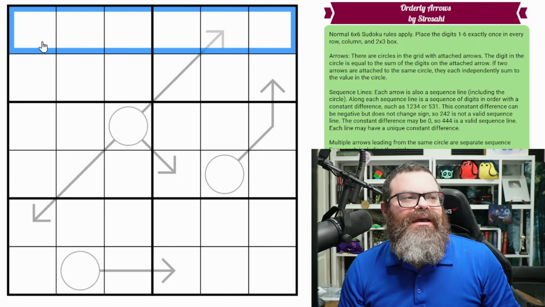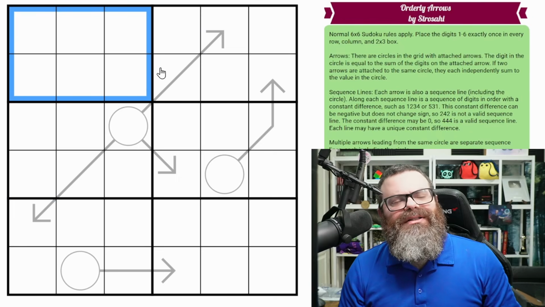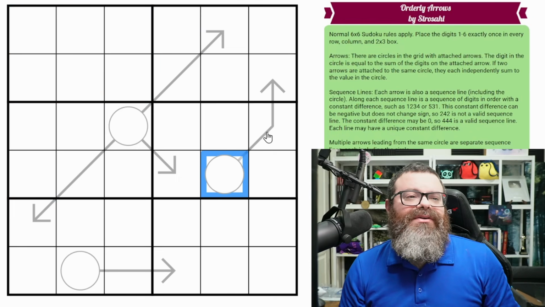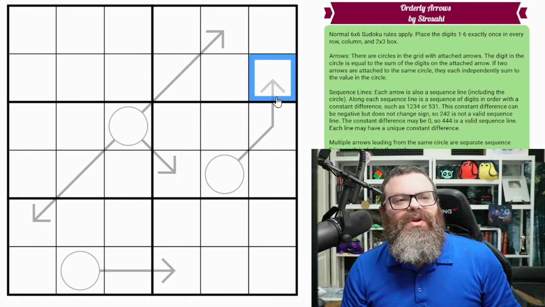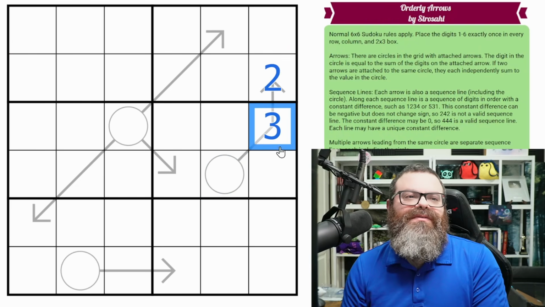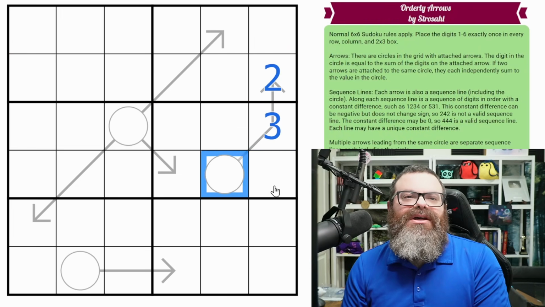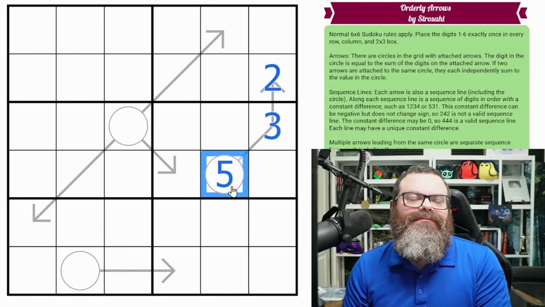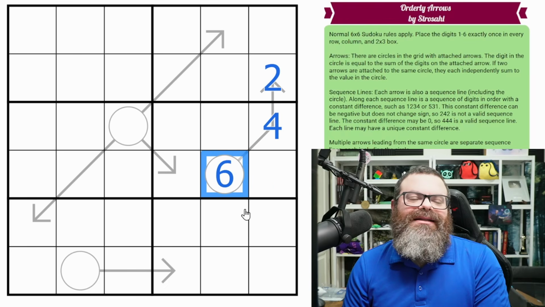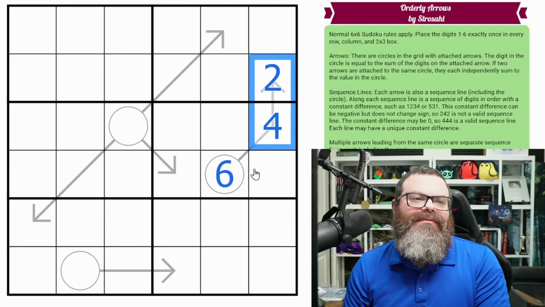That means in each row, each column, and each 2x3 box, we are placing the digits 1 to 6 exactly once each. We have circles in the grid that have attached arrows. Whatever digits go on the arrow, say this was 2 and 3, they sum to the value in the circle. So that's 5. If this was 2 and 4, that would add to 6, right? These two sum to that.